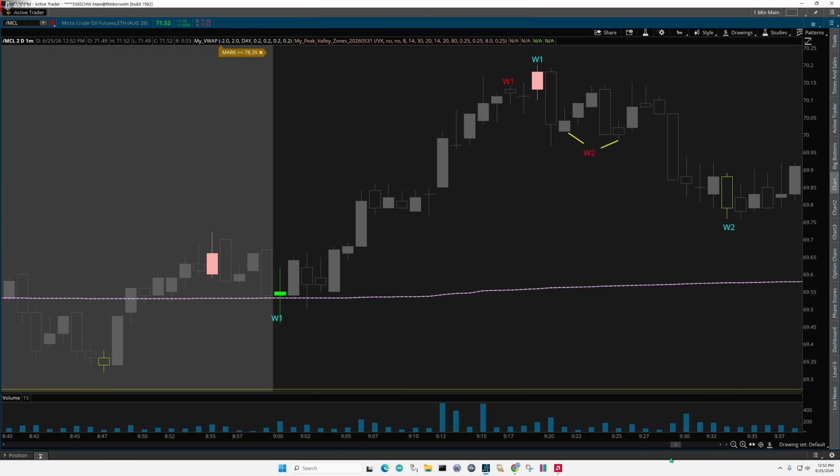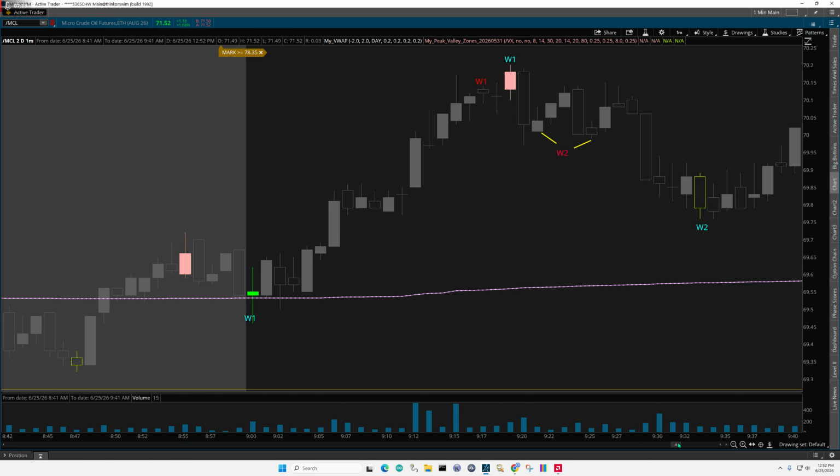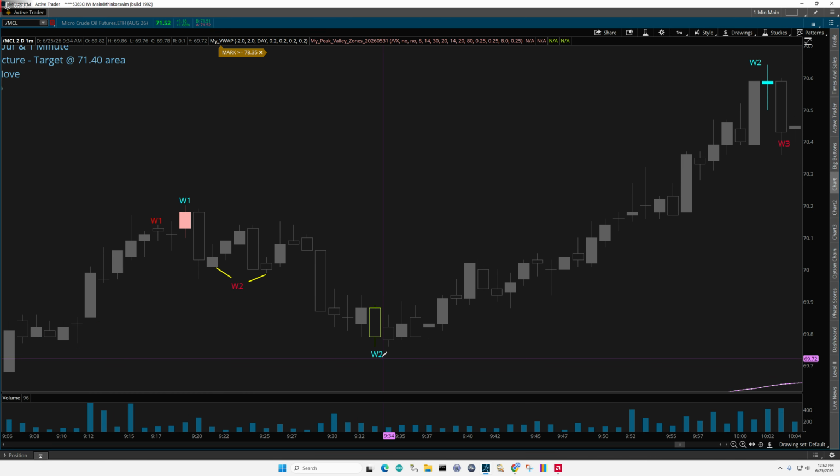I'm going to scroll to the right. My labels get a little bit off center when I resize my charts. This becomes the wave two bottom. How do we know it's the wave two bottom? We don't until we see candle body over candle body.